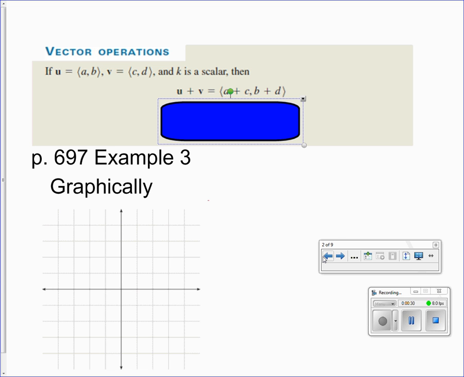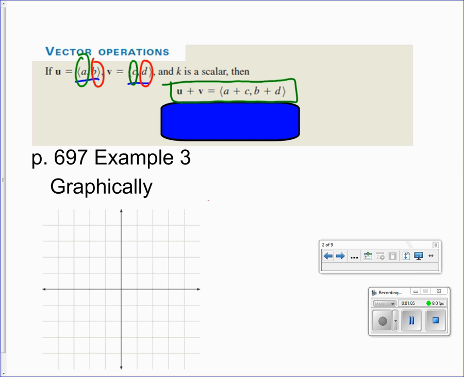If we have some vector u that's defined as AB and some vector v that's defined as CD, when we're adding the vectors, we're going to add the two horizontal pieces and the two vertical pieces. So we're going to add A and C because they're both along the x-axis, and then we're going to add the two vertical pieces B and D. And that's where we're getting this formula here: u plus v is going to be A plus C, B plus D.